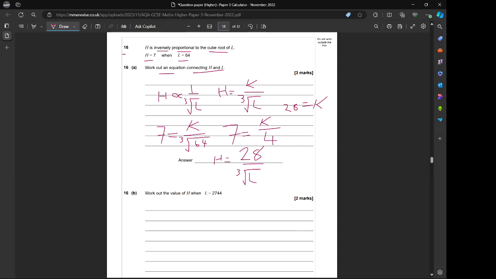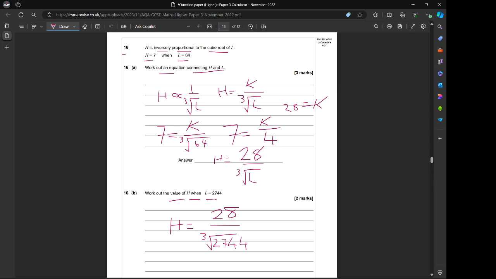Part B. Work out the value of H when L is 2,744. So H equals 28 over the cube root of 2,744. Okay, if we bring that into our calculators, guys, we'll get an answer.